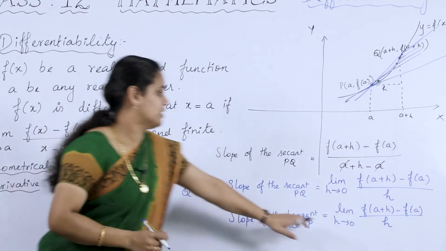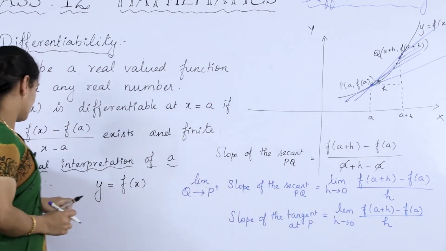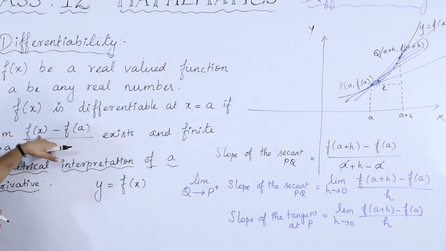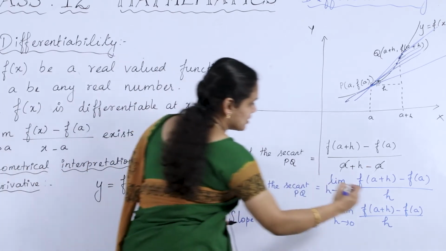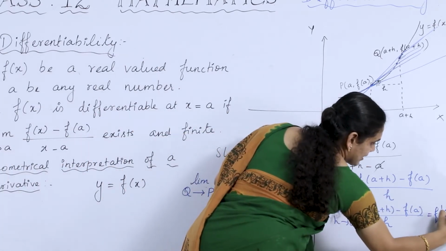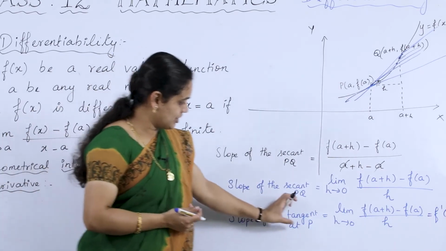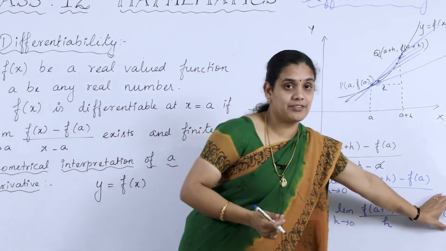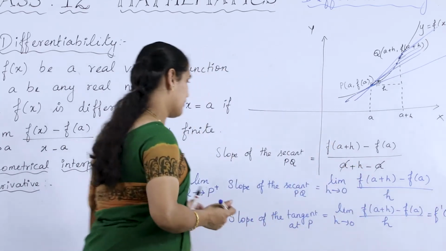Okay. And what is this? This is our right hand derivative. In the previous session we have seen, if you replace x with a plus h, you will get that one. Alright, so this is equal to f dash of a. Right, so the slope of the tangent at P is nothing but the derivative of the function at that point. Okay, so what can we conclude?